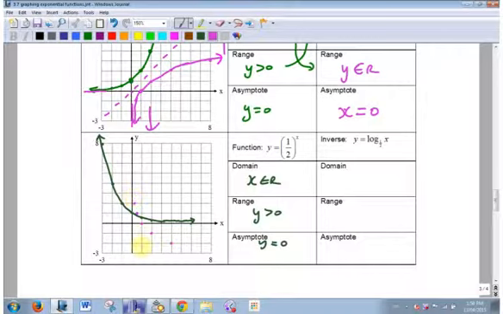Do we see where this thing's going? That's my asymptote. Well, I guess I better do that one. -3, 8. I'm going to go 8, -3. Look good?